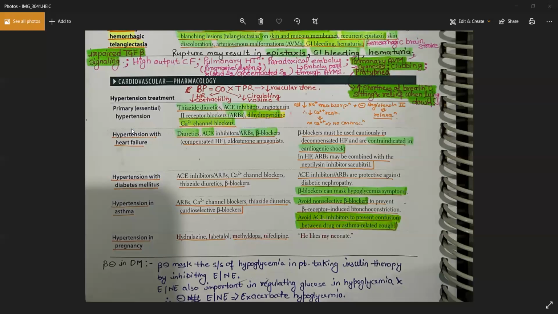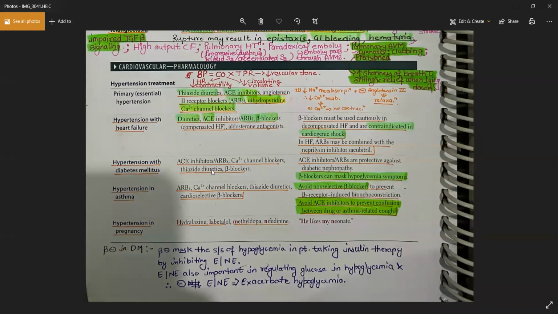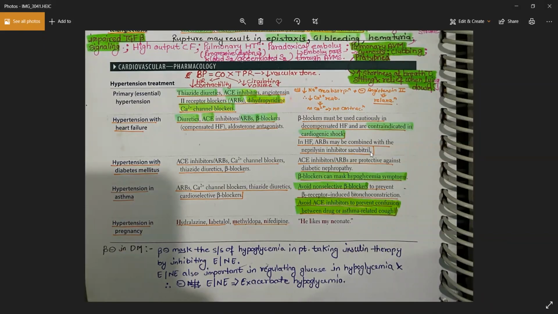They are very important. For primary or essential hypertension, you use the thiazides, the ACE inhibitors, the ARBs, and the calcium channel blockers. Just like we have discussed, they can reduce the cardiac output and the total peripheral resistance. Then for hypertension with heart failure, beta blockers are very effective therapies, as are ACE inhibitors and ARBs, because they have mortality benefits as well as hypertension benefits. Diuretics can be given, but beta blockers are contraindicated in acute scenarios and in cardiogenic shock, because they further reduce the contractility and can worsen the symptoms. You can also use the neprilysin inhibitor, sacubitril, along with the angiotensin receptor blocker therapies. They have mortality benefits as well as hypertension benefits.